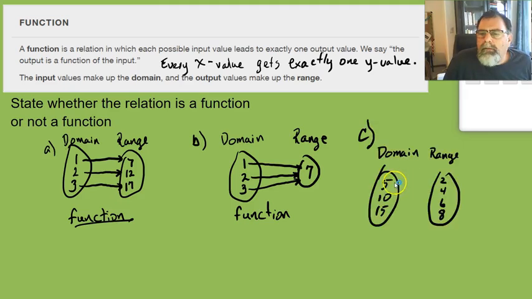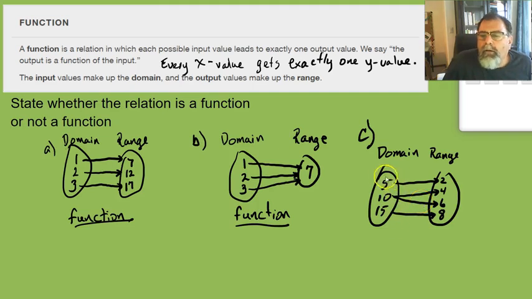All right, so let's look at this one. 5 goes to 2, 10 goes to 4 and 6, and 15 goes to 8. So does that represent a function? And again, pause to see if you can think of the answer.